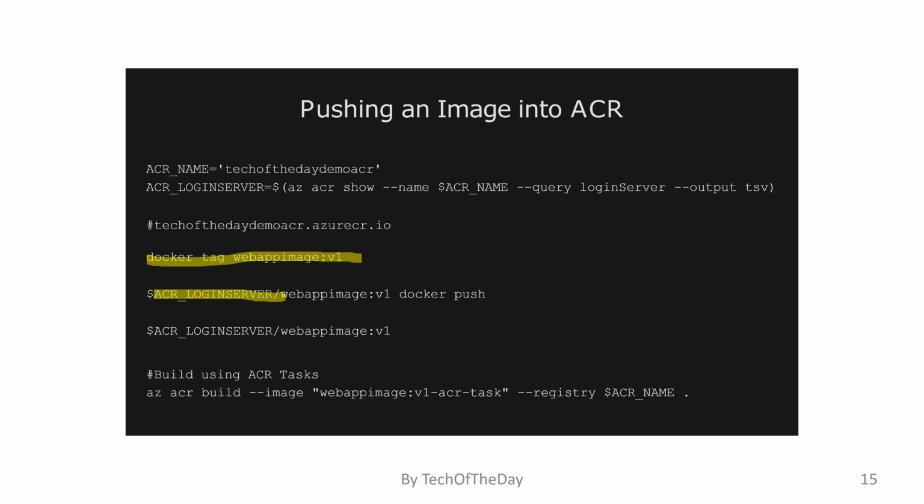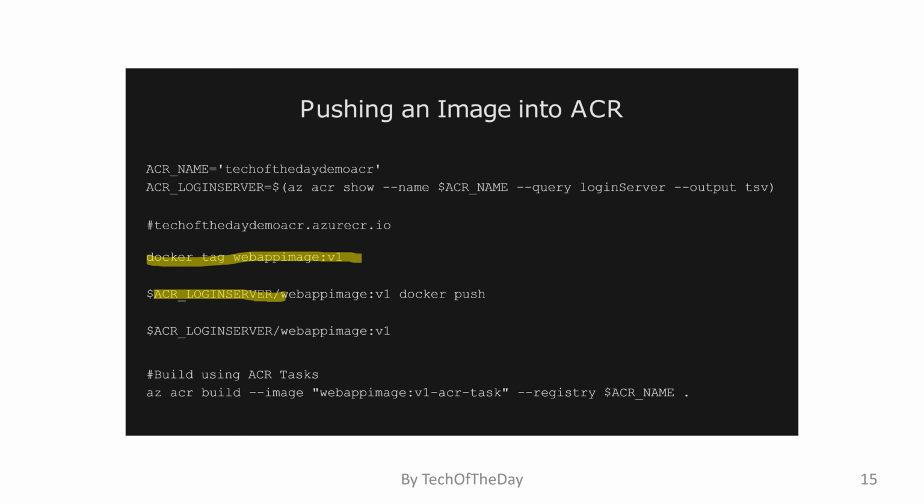Now we need to push the image into ACR, and we do that with docker push and then specify the image alias that we just created. When this is executed, it will upload or push the image into ACR, and it will be available to be pulled down by authenticated users or services.